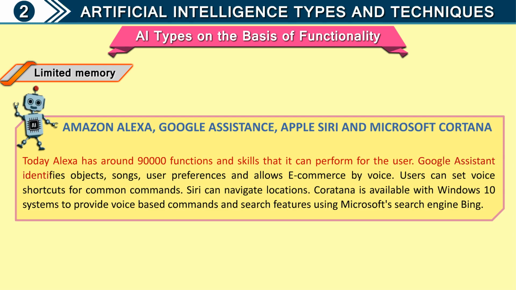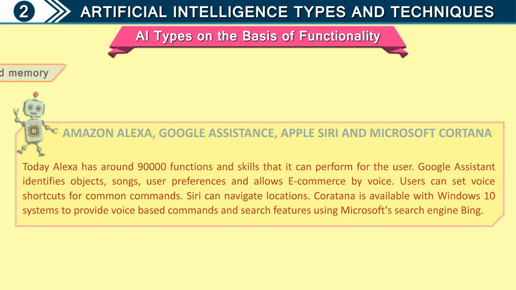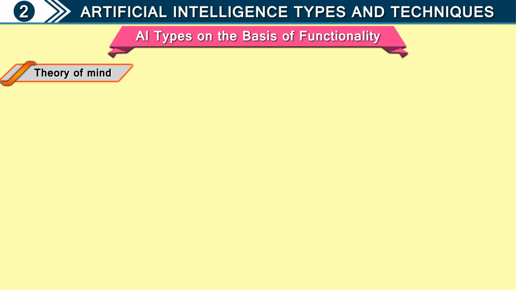Google Assistant identifies objects, songs, and user preferences, and allows e-commerce by voice. Users can set voice shortcuts for common commands. Siri can navigate locations. Cortana is available with Windows 10 systems to provide voice-based commands and search features using Microsoft's search engine Bing.